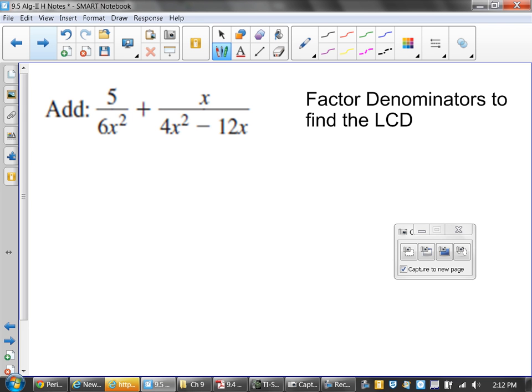The same exact properties that you learned in 4th or 5th grade when you worked with fractions apply when you're working with them with variables. None of that changes. What we do here is we start by factoring all of our denominators. If I'm looking at that first fraction, it's 5 over 6x squared. Can I factor anything with the 6x squared? No. I'm just going to rewrite it then.